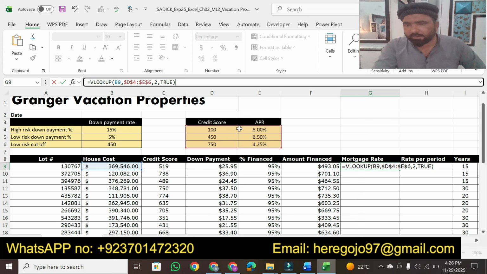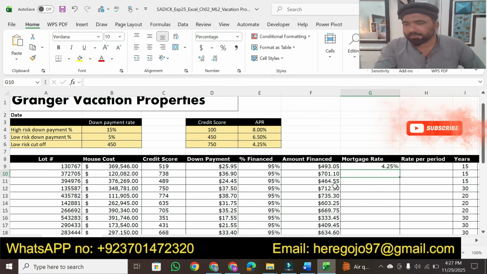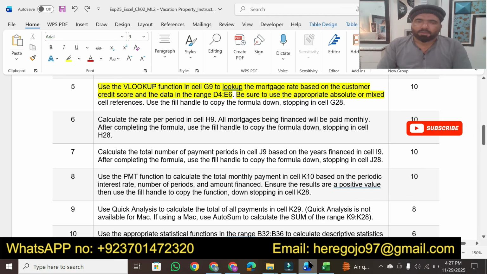Okay, credit score and APR here. Then we just give column 2 because we have to get these values here. Okay, then true, then simply press enter and we get the result. So question number 5 is done.